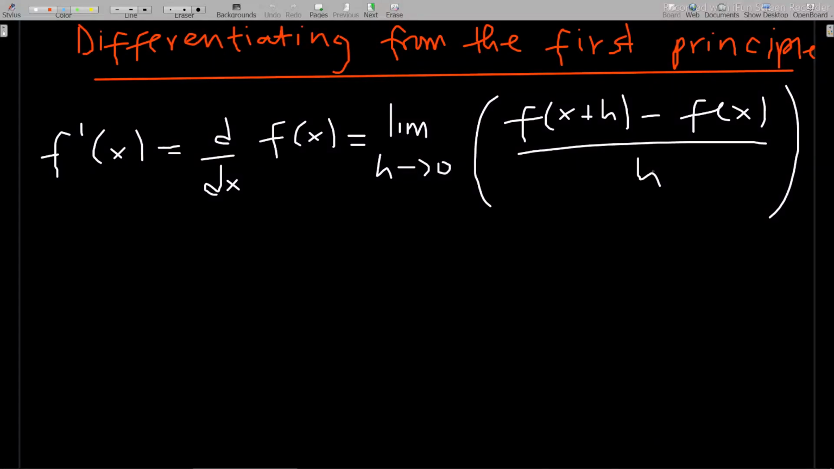So in this lesson we just go through what we mean by differentiating from the first principle. We take examples of such questions and then solve them. All right, so let's start.